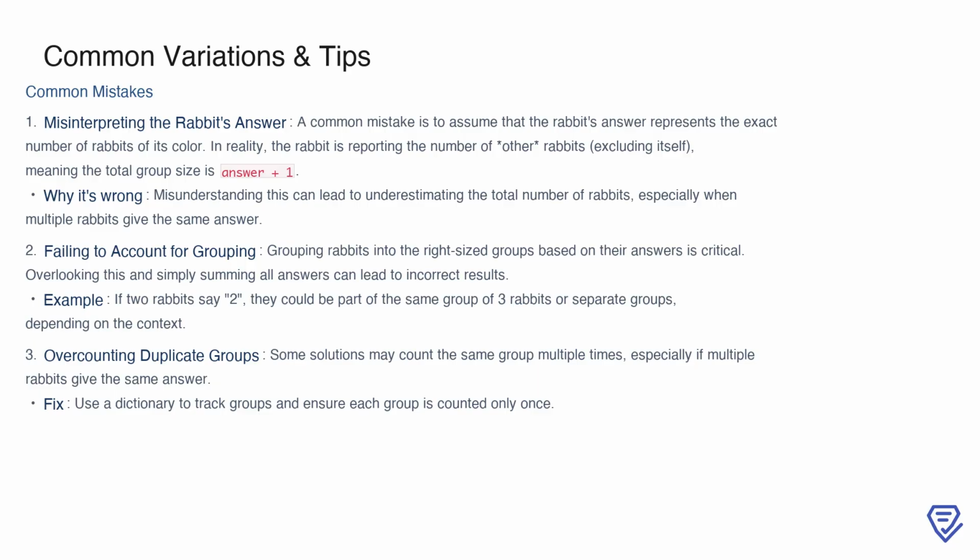Another common issue is failing to properly group rabbits based on their answers. For example, if 2 rabbits say 2, they could either belong to the same group of 3 rabbits or to 2 separate groups. It's crucial to consider the context of their answers to group them correctly. Lastly, overcounting duplicate groups is another frequent error. If multiple rabbits give the same answer, some solutions mistakenly count the same group multiple times. To avoid this, you can use a dictionary to track and ensure that each group is only counted once.